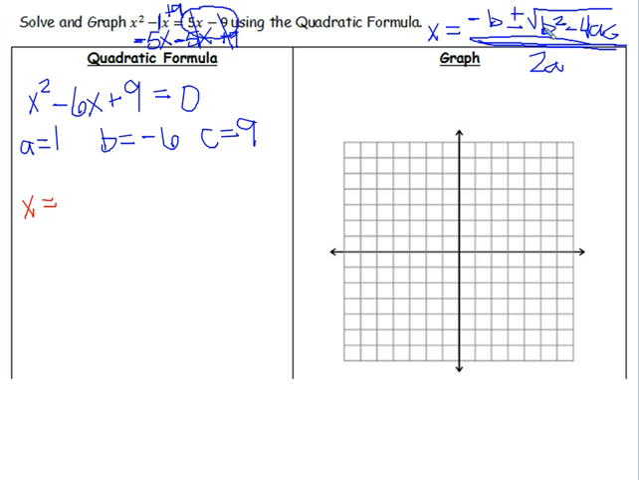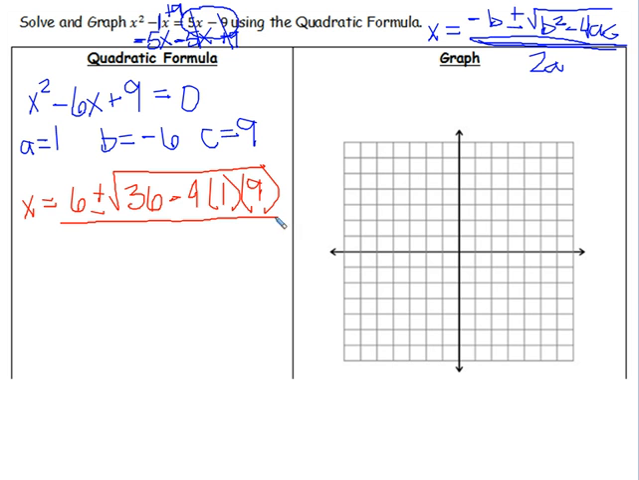We need the opposite of b, so we need the opposite of -6, which would be +6, plus or minus the square root, b squared. Okay, so we need -6 squared. -6 times -6 would give us a +36. Then we need to subtract 4 times a, which is 1, times c, which is 9. And absolutely everything, again, is over 2 times a, or in other words, 2 times 1, which was just 2.